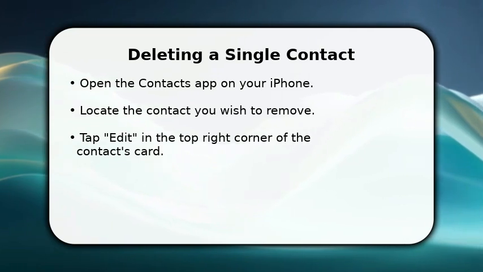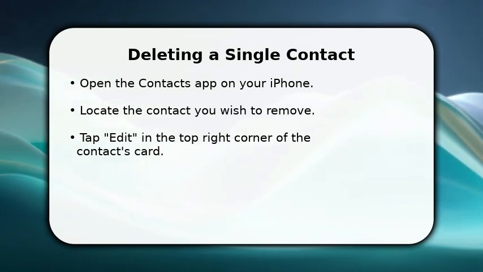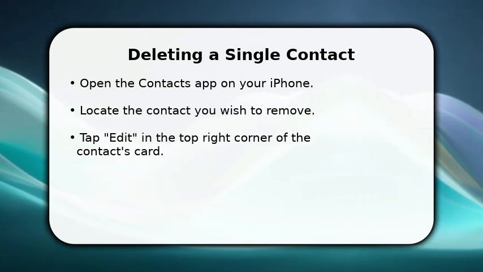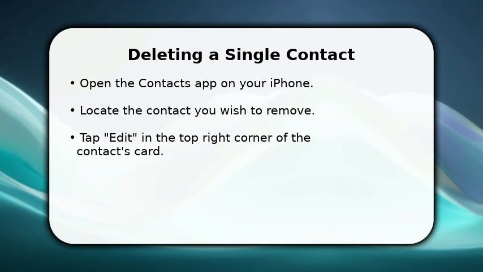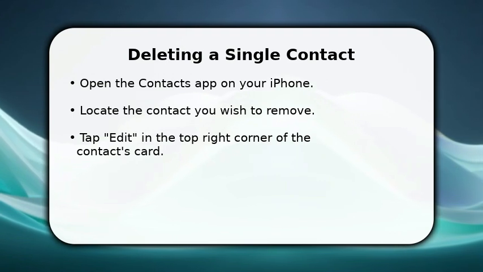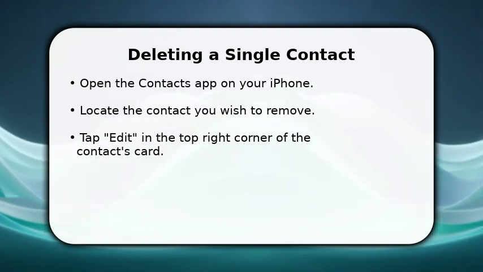Then, tap Edit in the top right corner of the screen. Scroll all the way down to the bottom and you'll see Delete Contact in red. Tap that and confirm your choice when prompted. This permanently removes the contact from your device.